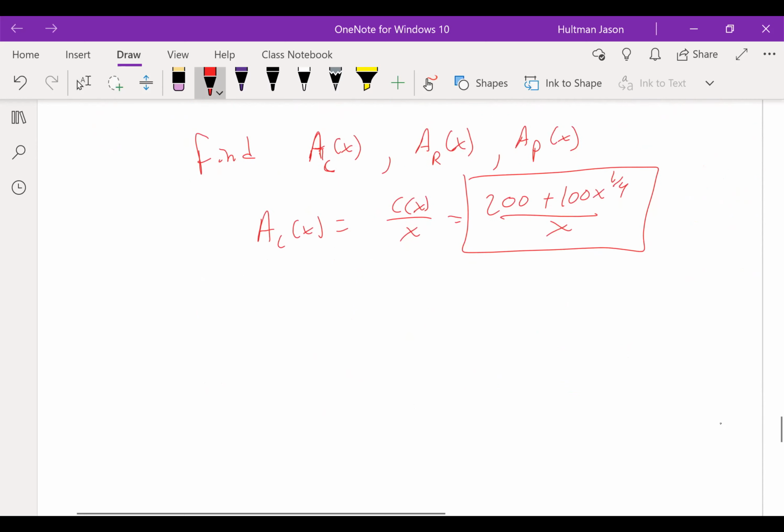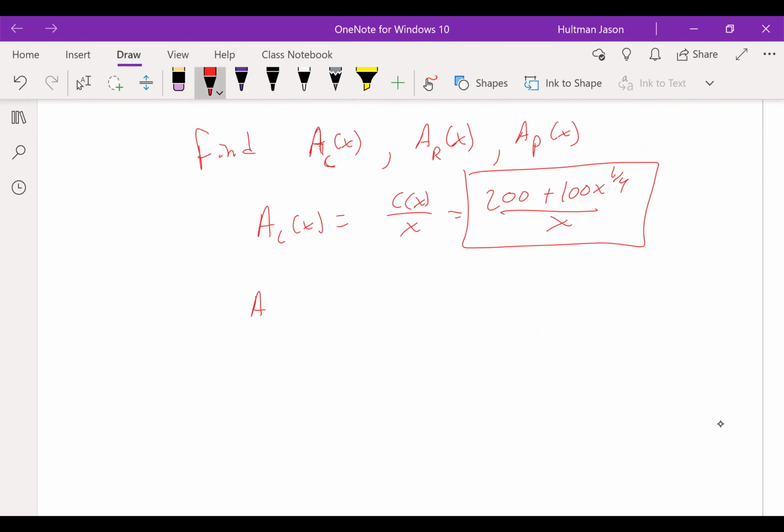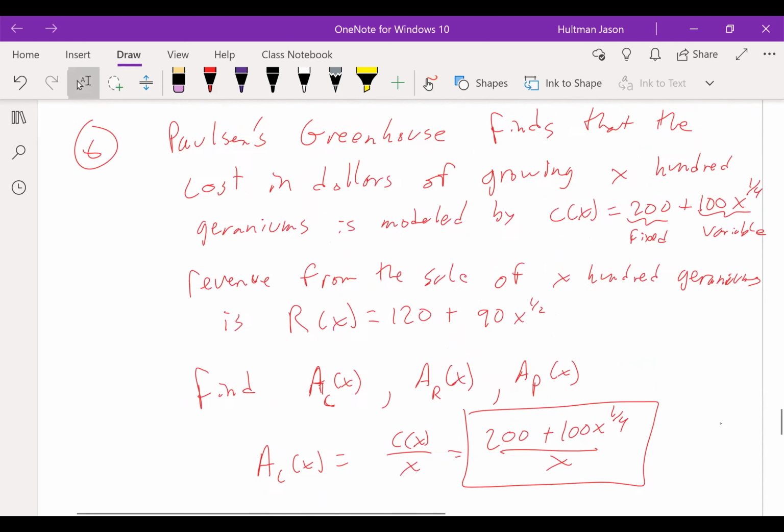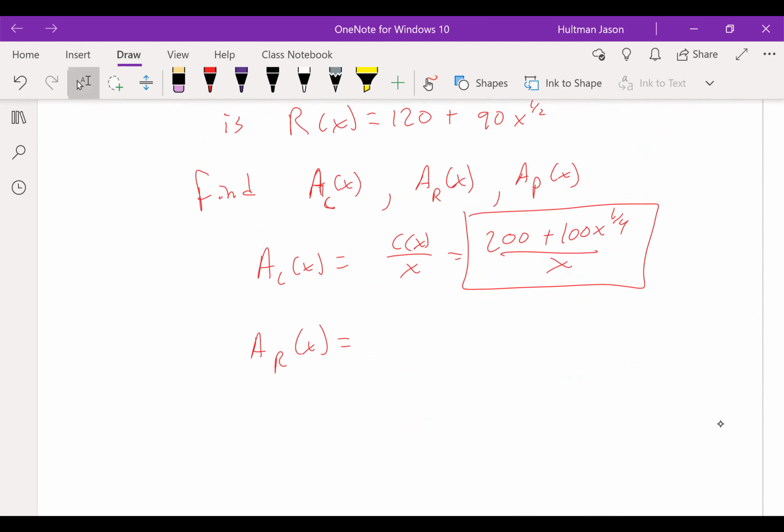Leave it like that for right now. What about the average revenue function? This is just going to be R of X over X, which is 120 plus 90 X to the 1/2, over X. So that's that guy there.